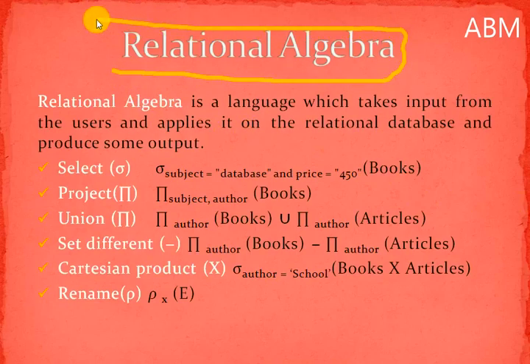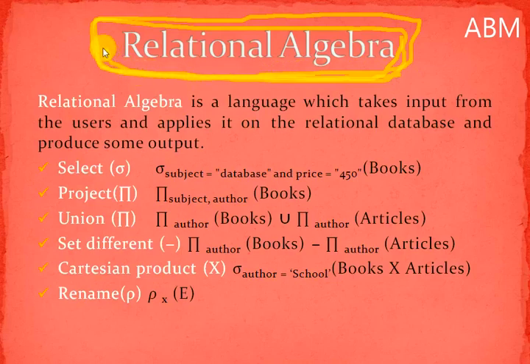Relational algebra discusses the mathematical terms which are applied on the tables and relations to populate data and show the data to the users, the admins, etc. It is a language to express the different types of queries which we apply on the tables. The first one is the select query. For example, here something is selected from the books table where subject is database and price is equal to 450.